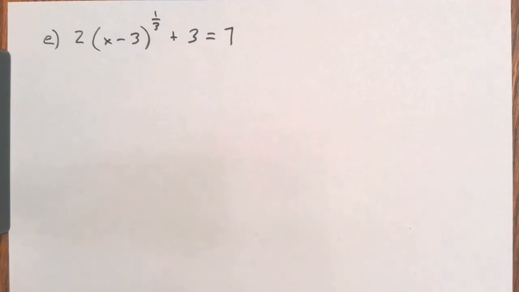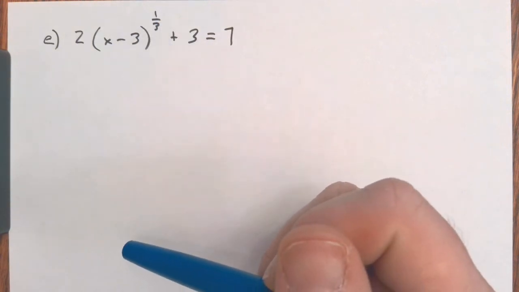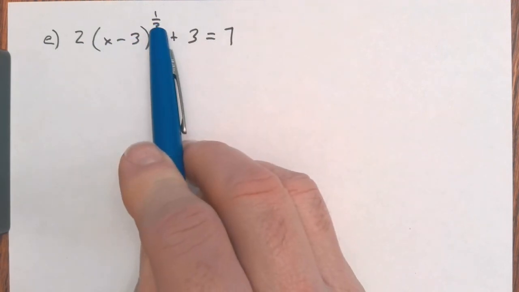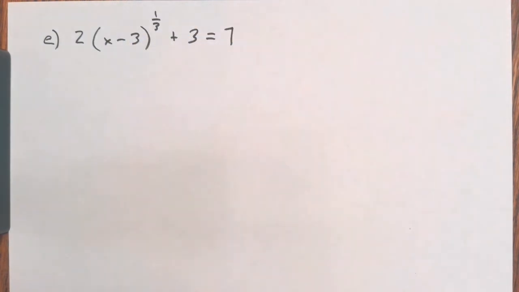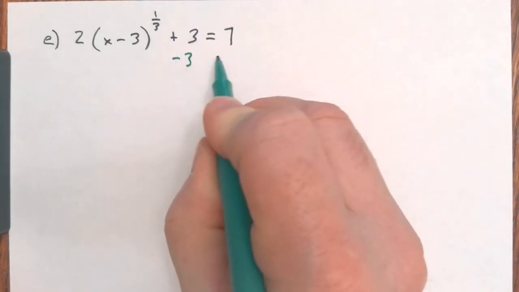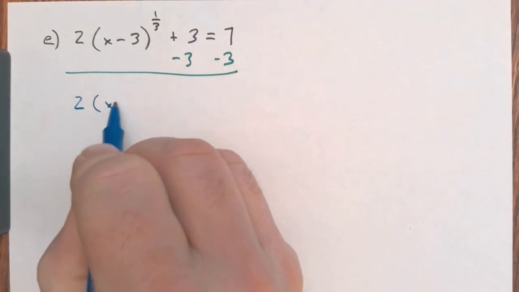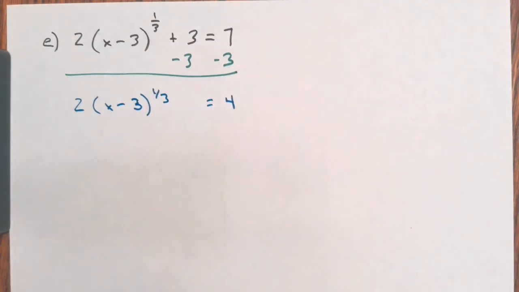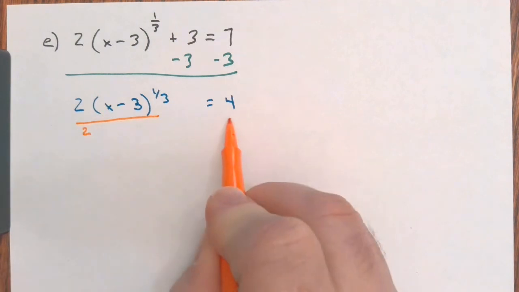We have another fractional exponent in this problem. Remember, a fractional exponent does represent a radical, and we do need to isolate that. So the base here is the x minus 3. The exponent is the 1/3. I need to take the 2 and the plus 3 that's here, and move both of those over to the other side. So let me start by subtracting 3 on both sides. And then we can divide both sides by 2 to get rid of the 2 that's being multiplied by our base.